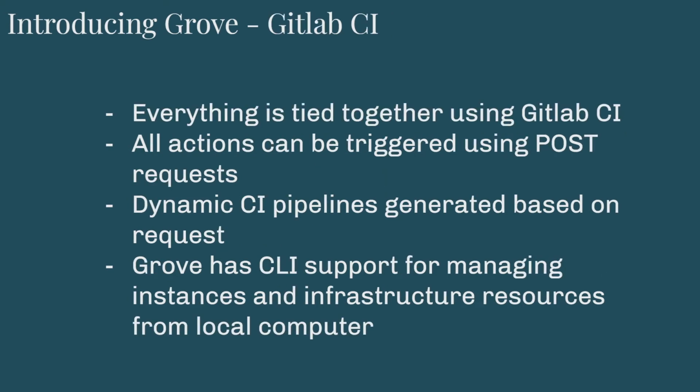You just send a request and all the instances will be upgraded at a time. So that's good. And Grove does this using GitLab CI. Everything is tied together in GitLab CI. We use what are called GitLab triggers, so every action can be done using POST requests. When a POST request comes into Grove, it generates a CI pipeline dynamically based on what the request is. We have also added support for a CLI, so you just need to install Docker and have the code base, and you can do almost all the management stuff from your local desktop.